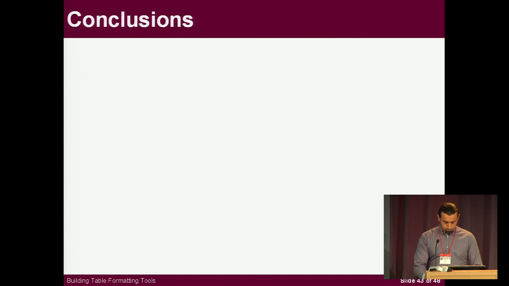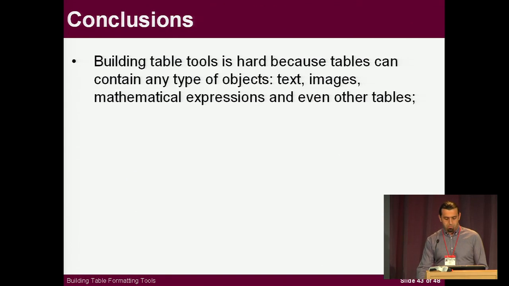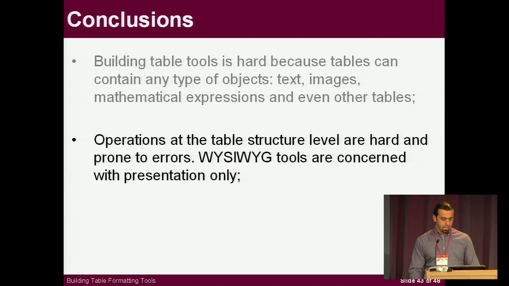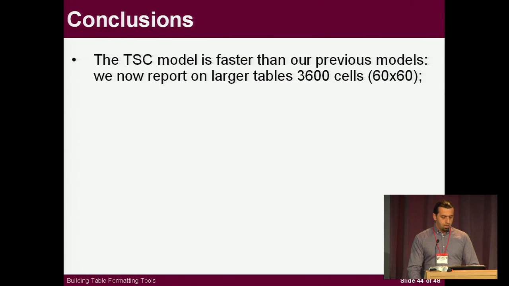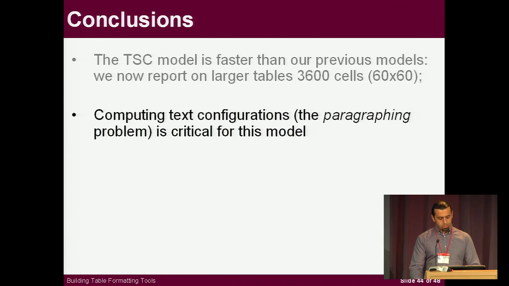Just to draw some conclusions, building table tools is hard because tables can contain any type of objects: text, images, mathematical expressions, and even other tables. Operations at the table structure level are hard and prone to errors. WYSIWYG tools are concerned with presentation only. Using a flexible presentation model, such as the hierarchical models with the box, raises a number of issues, and I've explained some of them. The model we've presented is faster, and we are now able to report on larger tables.